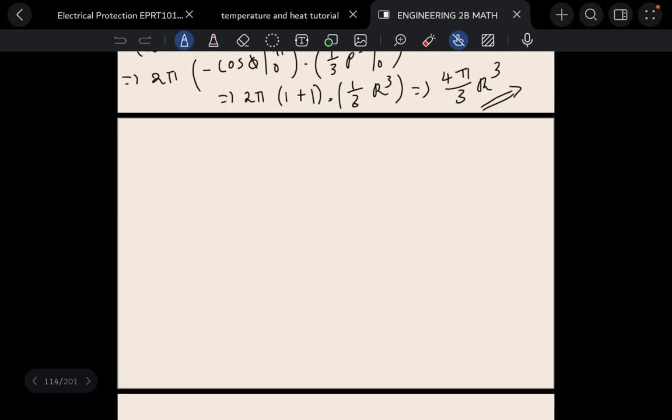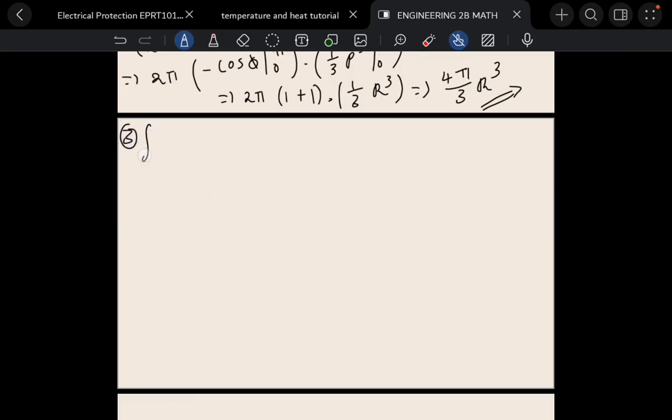Right, let us look at another example. I am just going to write it in integral form. I'm not going to write it as a statement, but let me just write it as a statement.